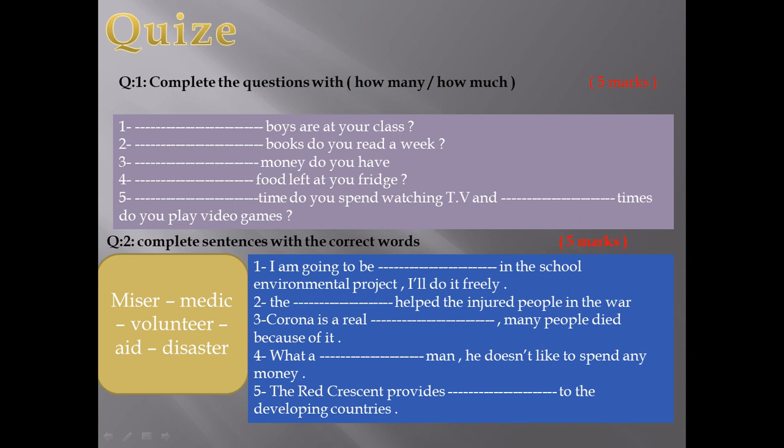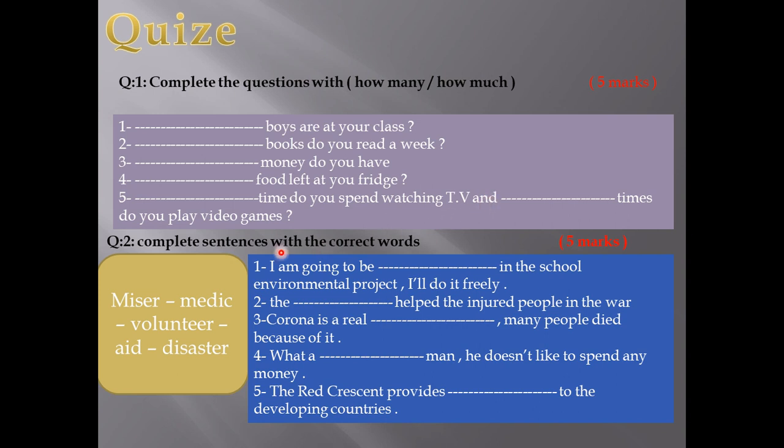Yes, here we have a quiz that you are going to answer and then send the answers back to me. Yes, and here we have, as you see, 5 marks for the first questions and 5 marks for the second questions. The first question here is complete the questions with how many or how much. How many or how much. Number 1, look here, we have 5 sentences. In the 5th sentence here we have 2 parts. So this is a bonus one for clever and smart students. Try to solve this one. It is a tricky one.